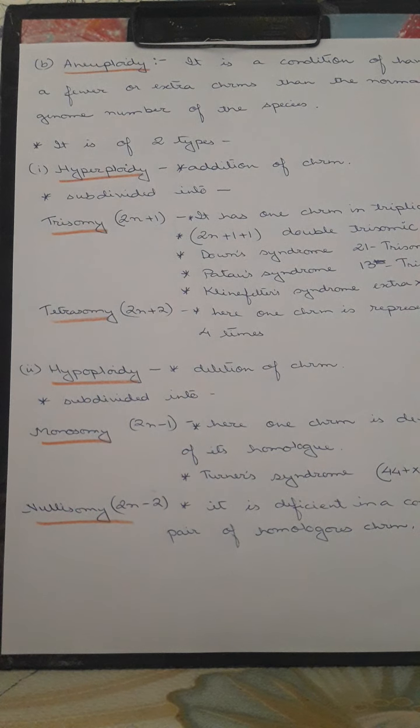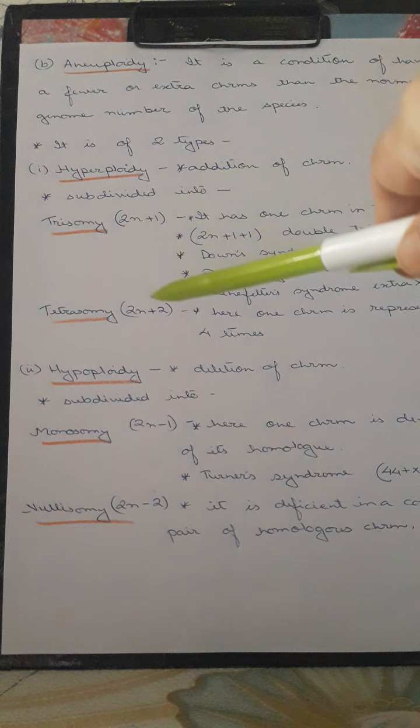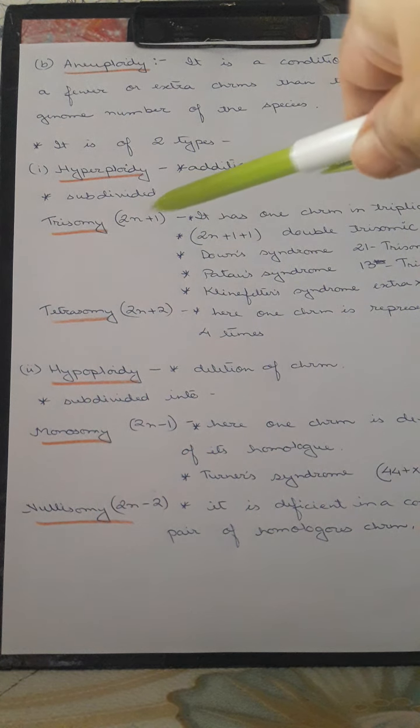The next is aneuploidy. After polyploidy we get aneuploidy. Aneuploidy is the condition of having a few or extra chromosomes than the normal genome. Suppose an extra chromosome is either added to the genome or removed from the genome. If it is added, it is known as hyperploidy, and if it is deleted, it is known as hypoploidy. Hyperploidy is again of two types, trisomy and tetrasomy.